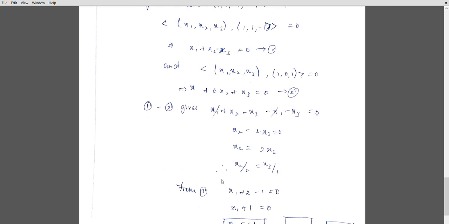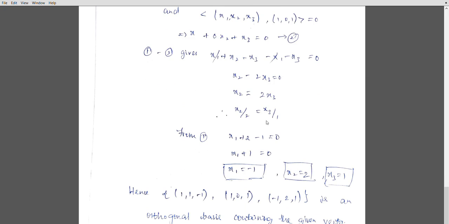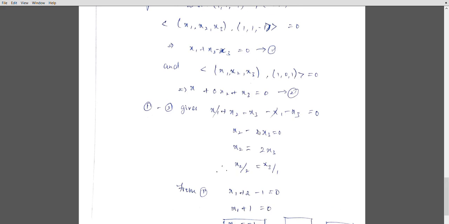Then we solve this by subtracting equation 2 from equation 1. We get x1 plus x2 minus x3 minus x1 minus x3 equal to 0. Here we can cancel x1 and minus x1, so we get x2 minus 2x3 equal to 0, and the final result is x2 by 2 equal to x3 by 1. This is the value we get. From the first equation we substitute these answers for the values of x2 and x3.